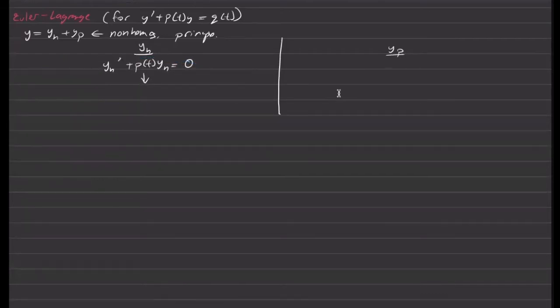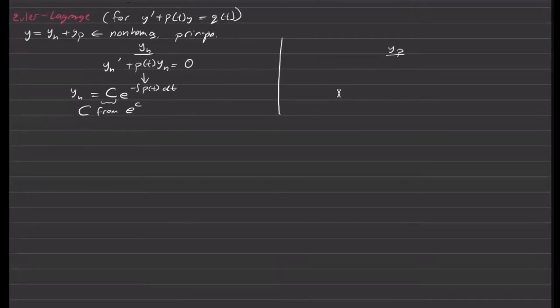What you'll get is y sub h is equal to C e to the negative integral of p of t dt. And this big C is from e to the c. So after you integrate this out, you have the plus c. We just take e to that power, it's just some constant.